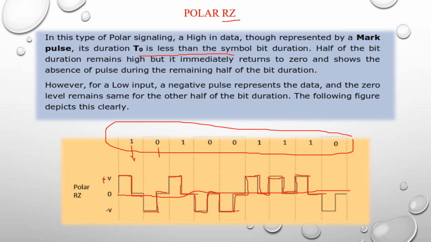And next bit is 0. So half of the bit duration is negative voltage level and another half is returned to 0. So in polar return to 0, if the input is 1, half of the bit duration is positive voltage level and another half is returned to 0. If the input is 0, half of the bit duration is negative voltage level and another half is returned to 0. So this type of coding technique we call a polar return to 0 line coding technique.